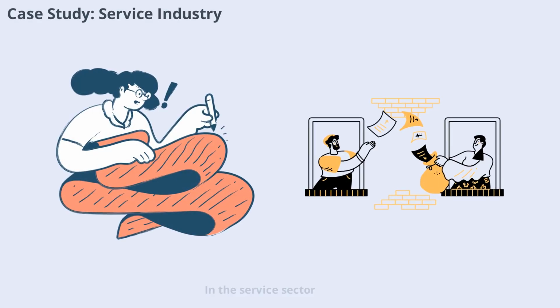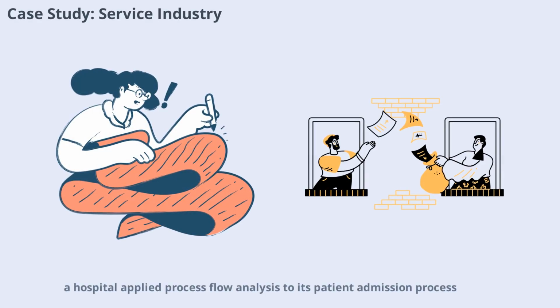In the service sector, a hospital applied process flow analysis to its patient admission process. By streamlining paperwork and clarifying roles, the hospital reduced wait times and improved patient satisfaction. This example shows how process flow analysis can enhance service delivery and create better experiences for customers.